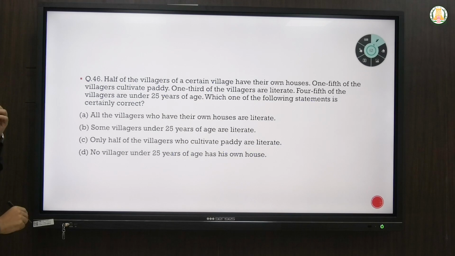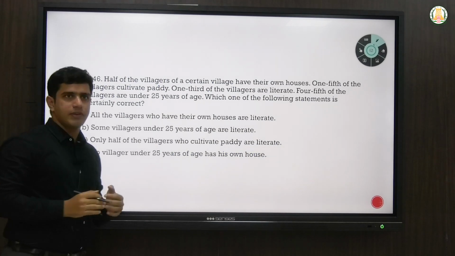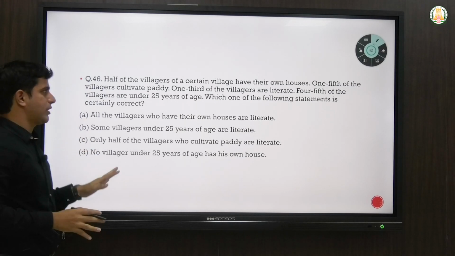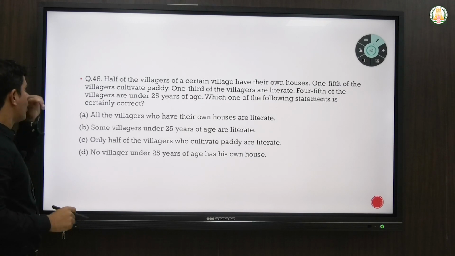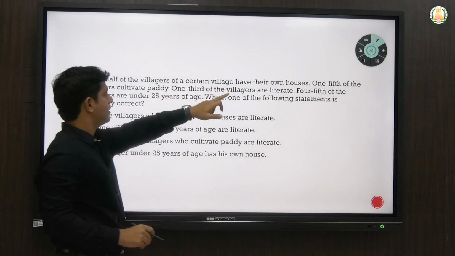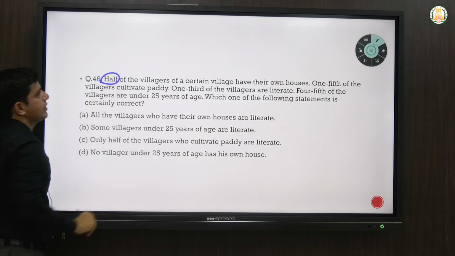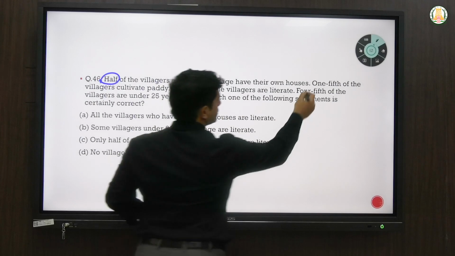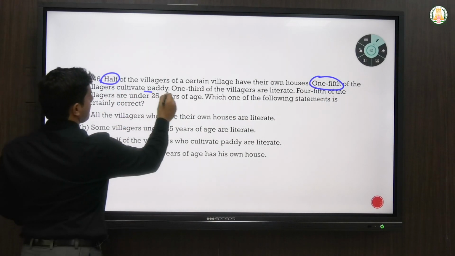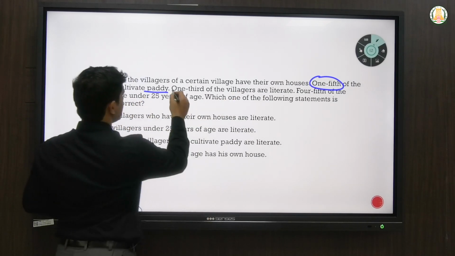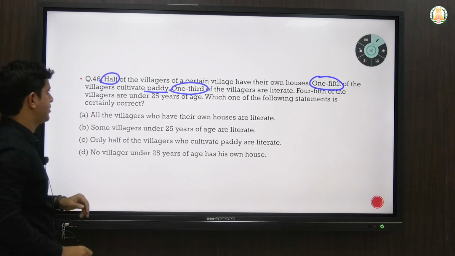Okay. So this question is a little, I would say, difficult, but we can crack it. It's not uncrackable, but we can solve it with some kind of effort. So this says half of the villagers of a certain village have their own houses. He's saying half. Then he says 1/5 of the villagers cultivate paddy, 1/3 of the villagers are literate, and 4/5 of the villagers are under 25 years of age.